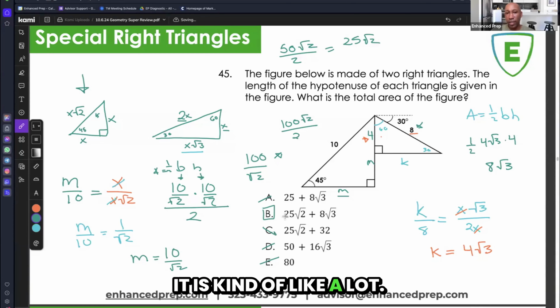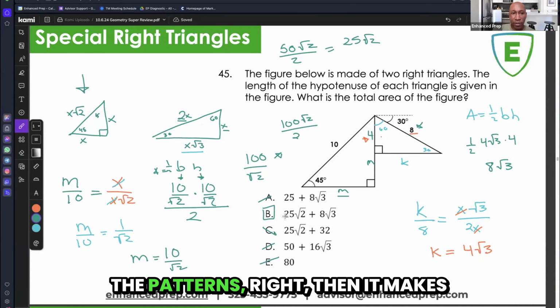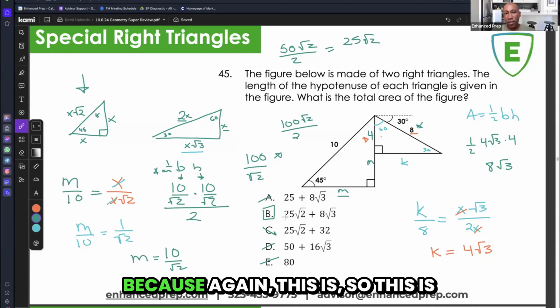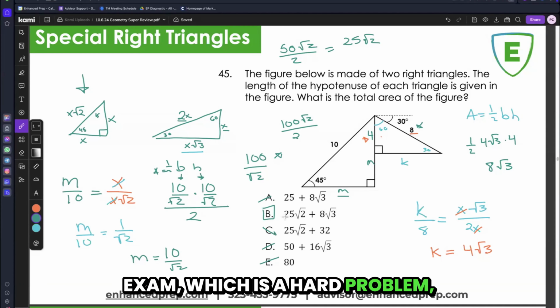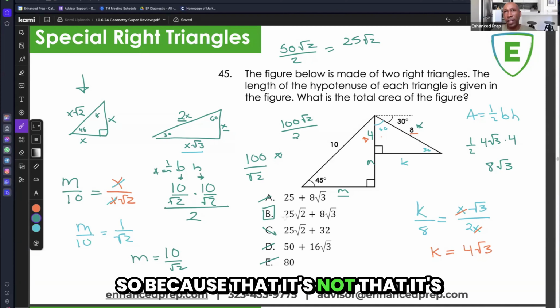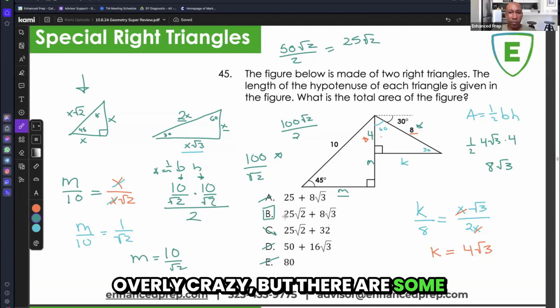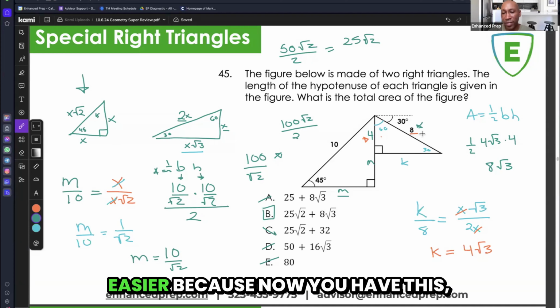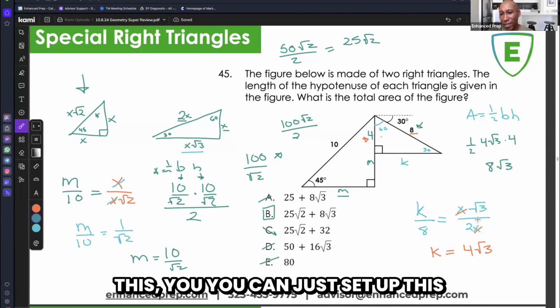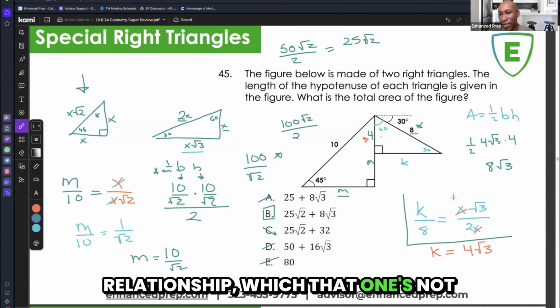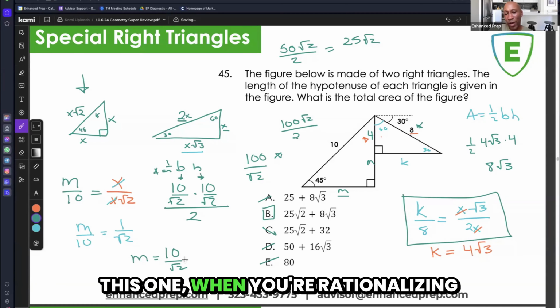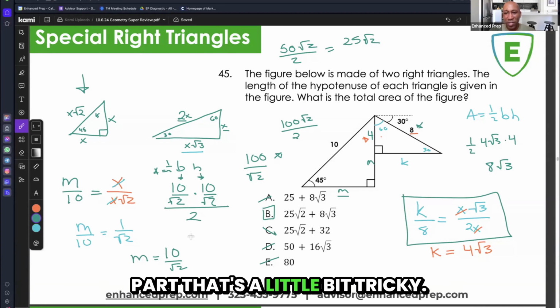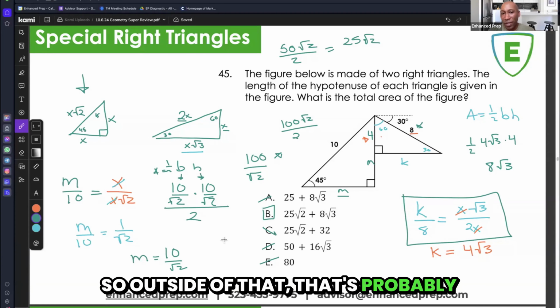It is kind of a lot of steps, but once you start to see some of the patterns, it makes it a little bit easier. Because again, this is an ACT problem, but this is one that's near the end of the exam, which is a hard problem. It's not that it's overly crazy, but there are some small steps. Once you start to see that portion, it makes it a lot easier because you can just set up this relationship, which is not too hard to solve. When you're rationalizing the denominator, that's the only part that's a little bit tricky.